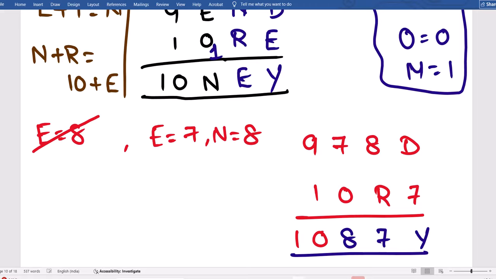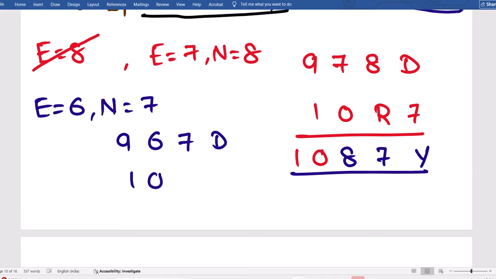Then E value 6. E8 is not possible, already decided. When E is 8, N must be 9, and 9 is already assigned to some value. We cannot go for it. Yes, it's not possible. Then E6, N7 we have to try. This is what trial and error is. So 967D, 10R, 1076 here and 6 here.